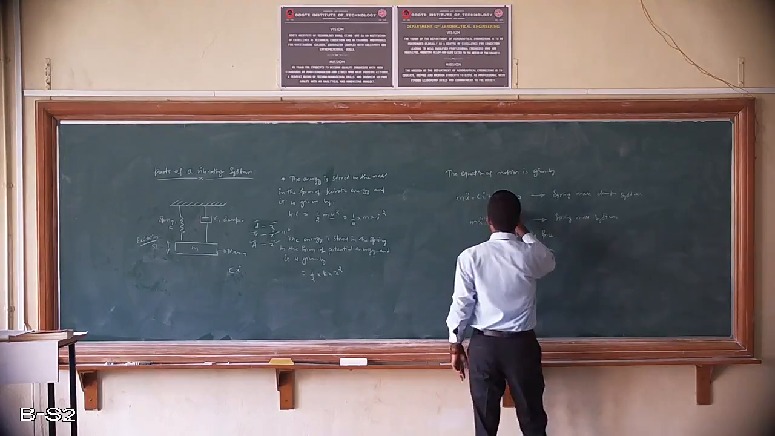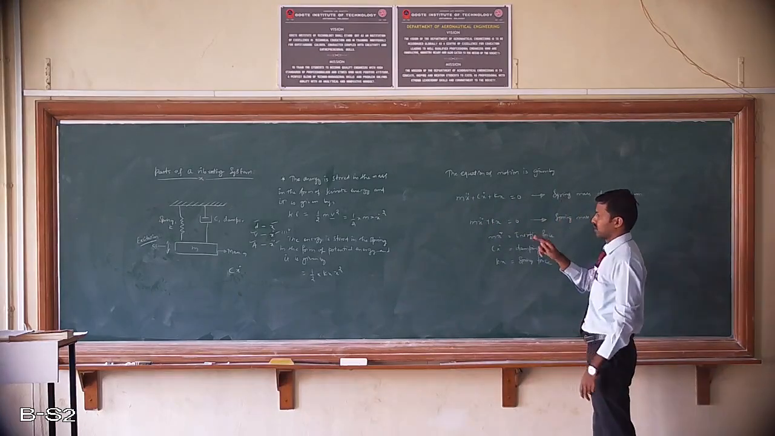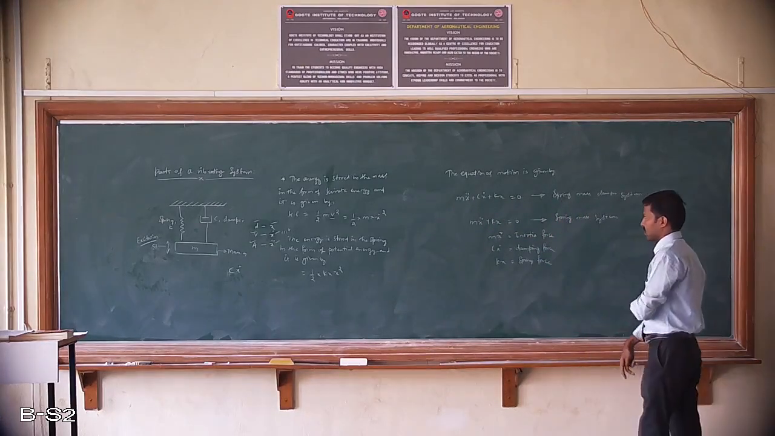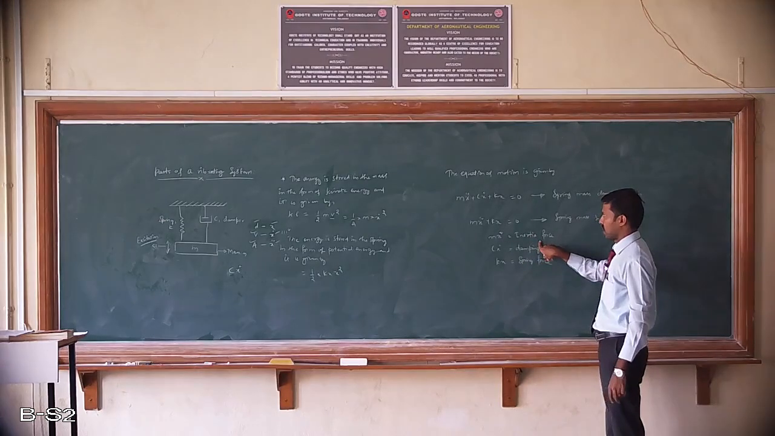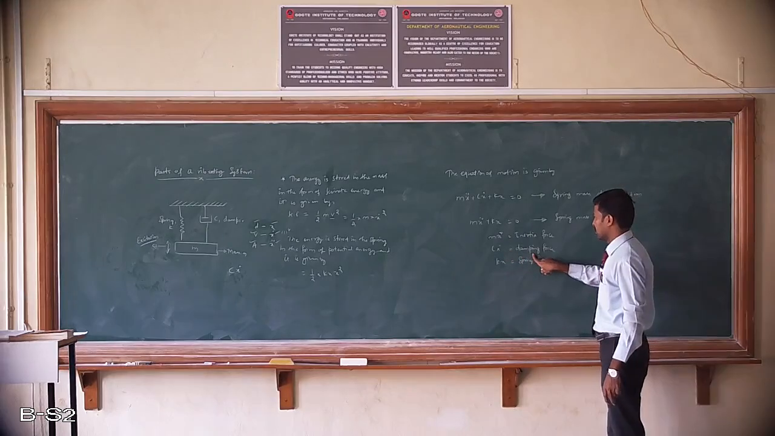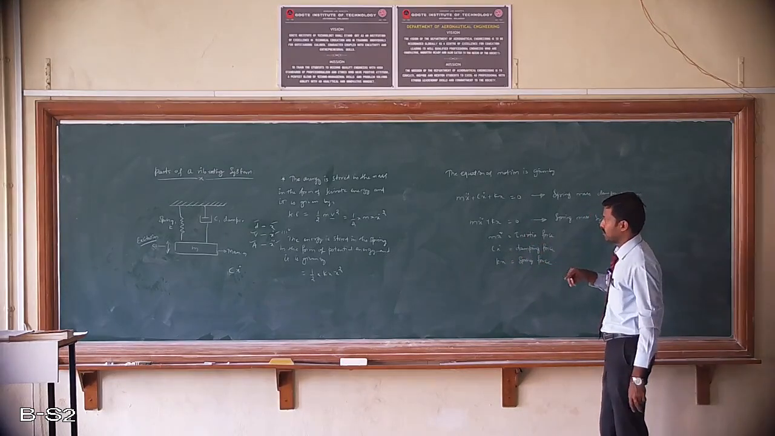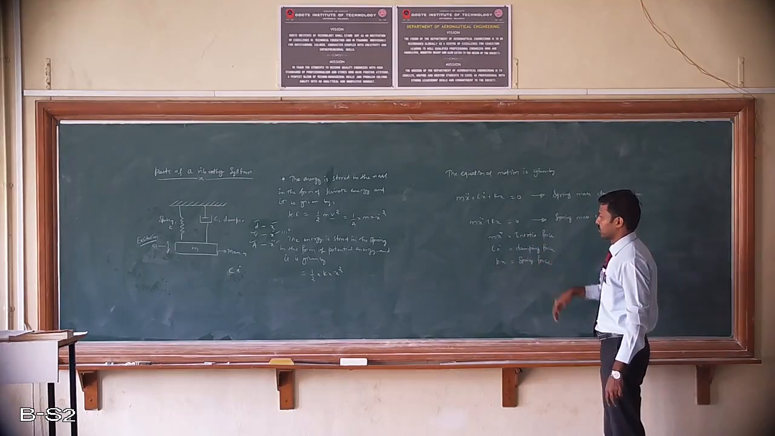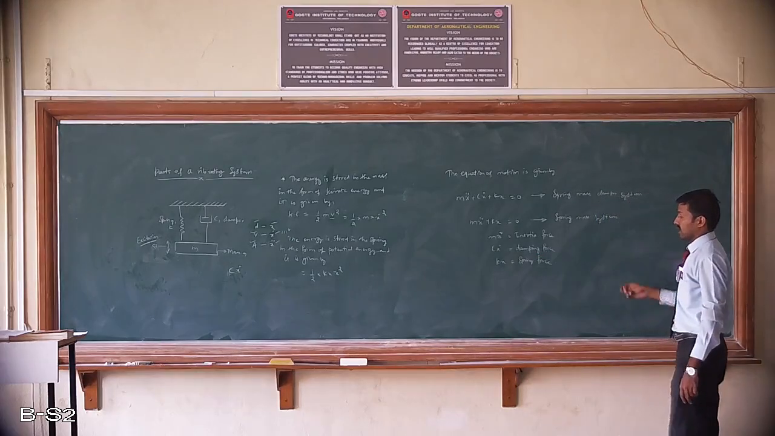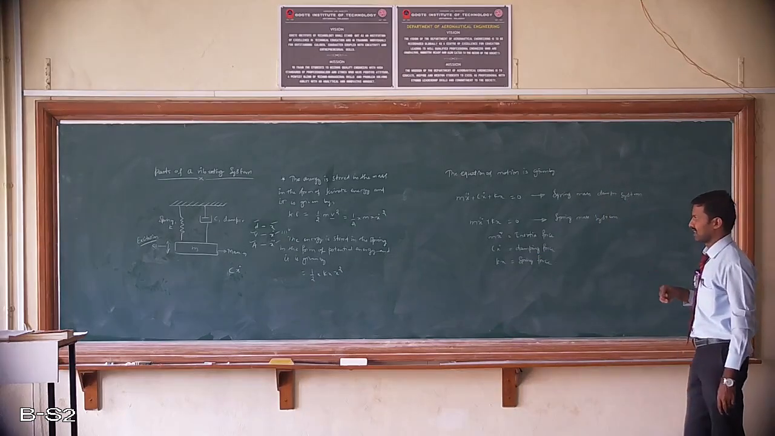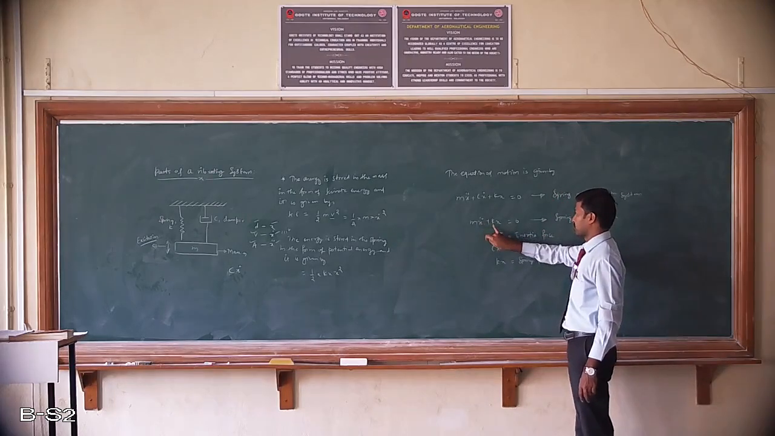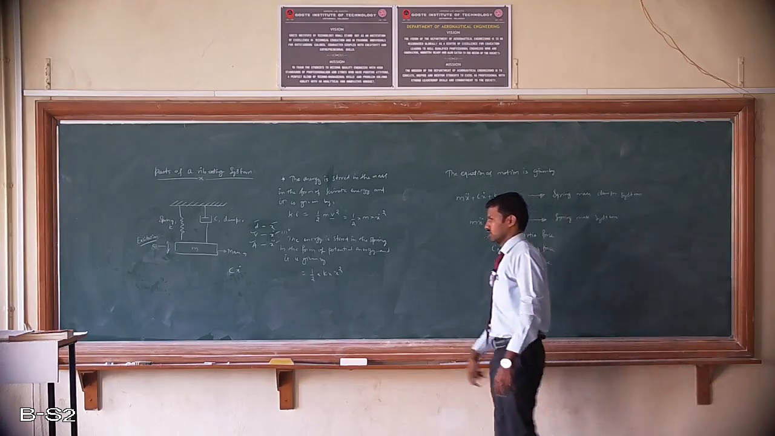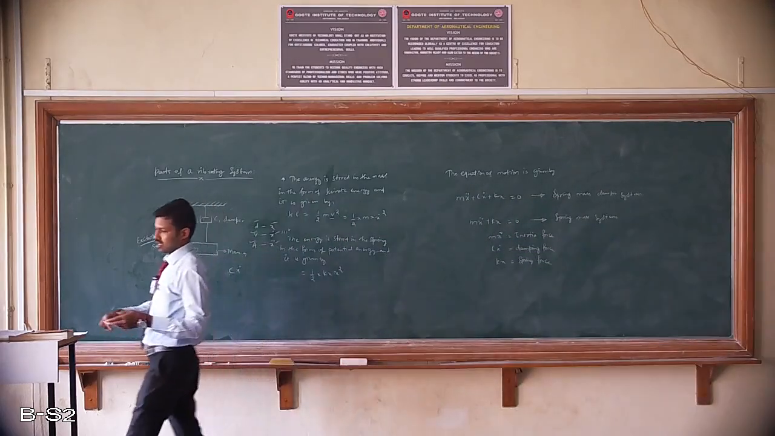So this equation holds good only for a spring, mass and damper system, because mx double dot is the inertia force because of the mass, cx dot is the damping force because of the damper, and kx is the spring force because of the spring. If the system consists of only spring and mass, then the equation of motion holds good as mx double dot plus kx is equal to 0.